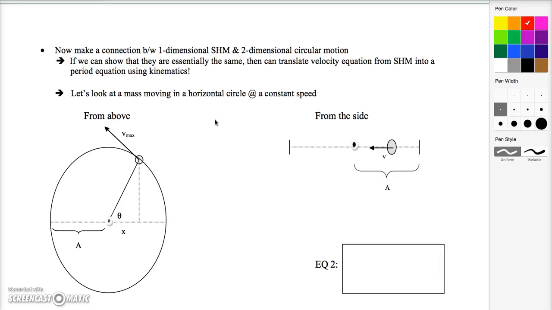Okay, so now let's make a connection between 1D simple harmonic motion and two-dimensional circular motion. So what we're going to start off with is addressing a ball, let's say a mass, moving in a horizontal circle. So we're going to define a couple things: the radius of the circle is A, the angle that it makes in relation to where it can be at any point is theta, and then x describes the distance away from the center. Okay, we know that the velocity is always tangential.